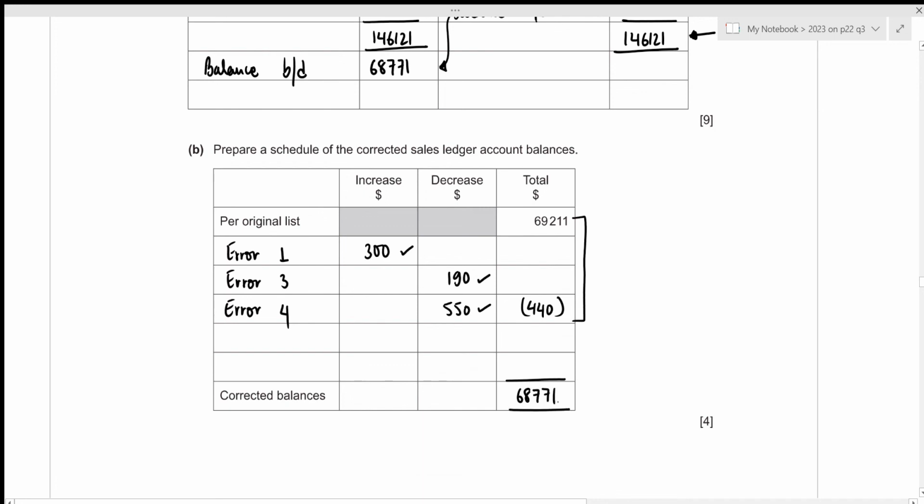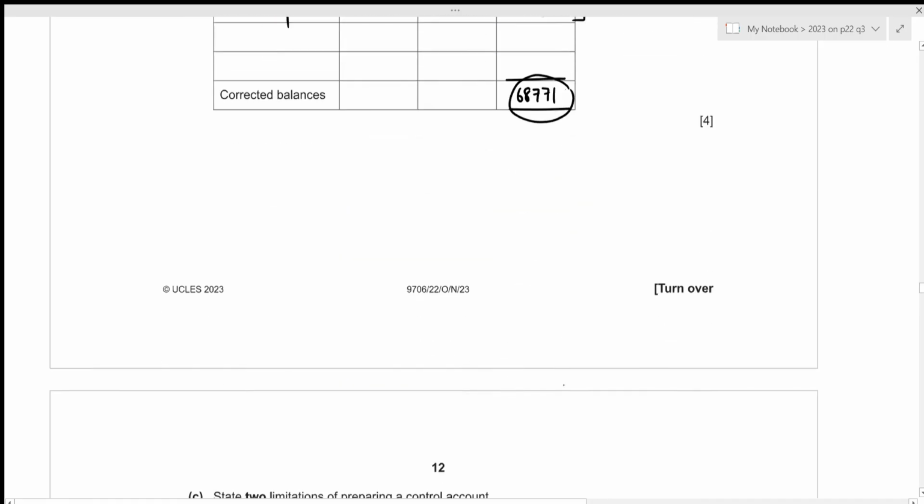68,771. And we know that this is correct because we can see that the balance for our sales ledger control account as well as the sales ledger balance is equal. So we have done part A and B correctly. Let's move towards the third part.